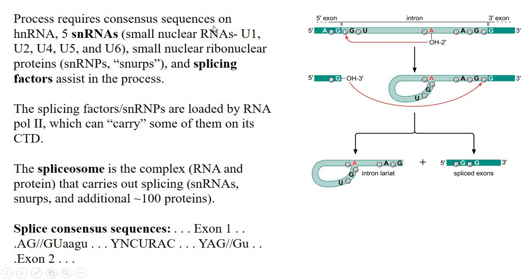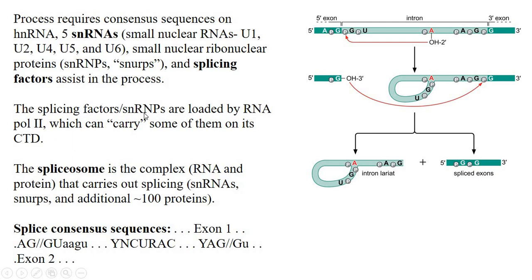In addition to these consensus sequences, there are 5 small nuclear RNAs that play a role in splicing. These small nuclear RNAs are called snRNAs. These snRNAs are U1, U2, U4, U5, and U6. In addition to these 5 snRNAs, there are small ribonuclear proteins, or SNRPs. So these are the proteins that bind to these small nuclear RNAs. And then there are additional splicing factors that assist in this process.